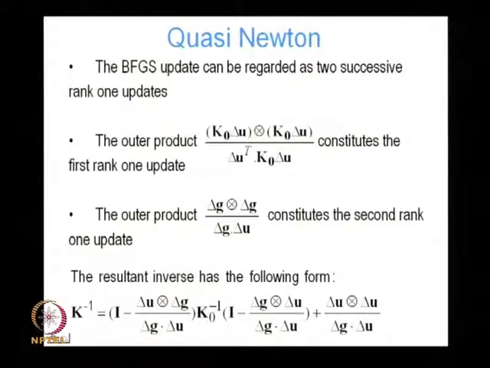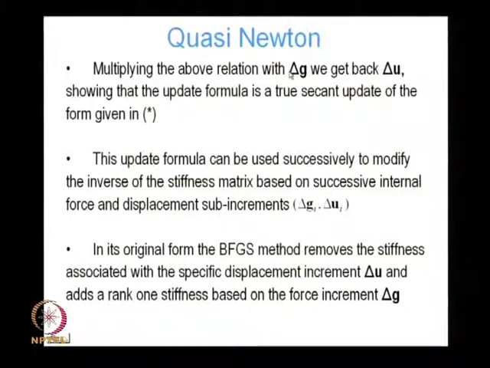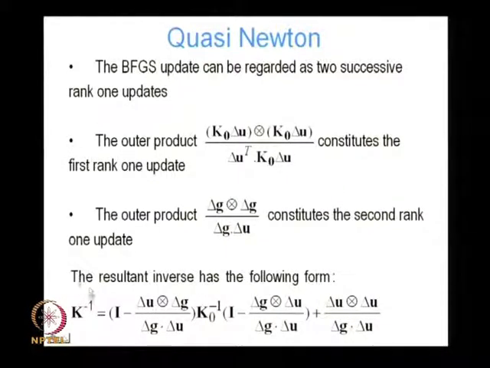So, we can see that if I operate with K inverse on delta G, then I am going to get back delta U, which shows that the update formula is a true secant update of the previous form. So, what am I saying? Basically, I am saying that this is my new updated matrix. If I operate on this matrix on delta G, the structure of this matrix is such that K inverse operating on delta G gives me back delta U. And remember, that was our secant assumption.